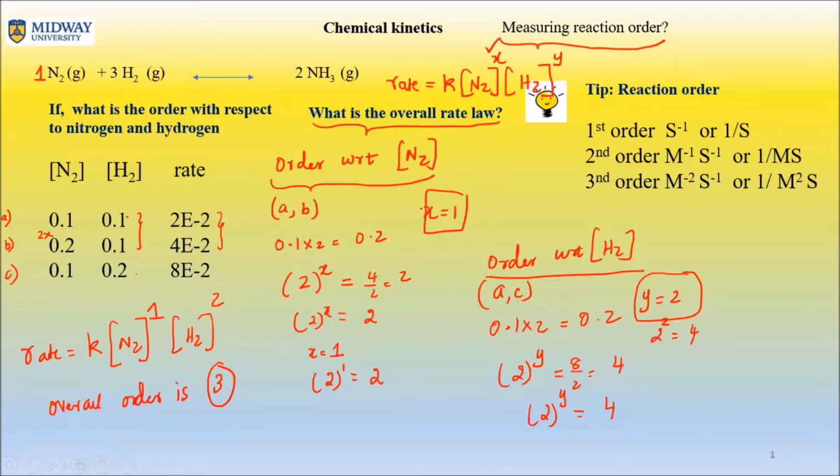Now, let me go through this problem really quick. If you're trying to find the order with respect to N2, you find 2 runs where there's a change. Usually they will only give you 3 rows of data, at the most 4, because you're not doing just this one problem on the exam.